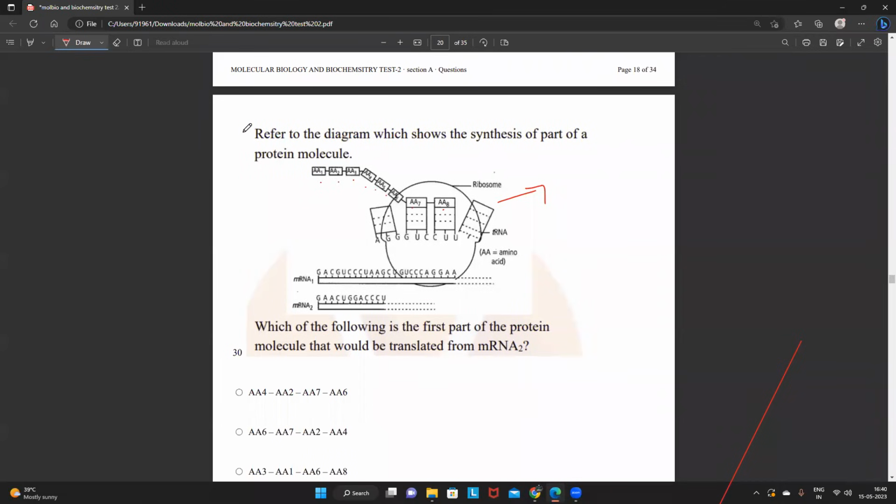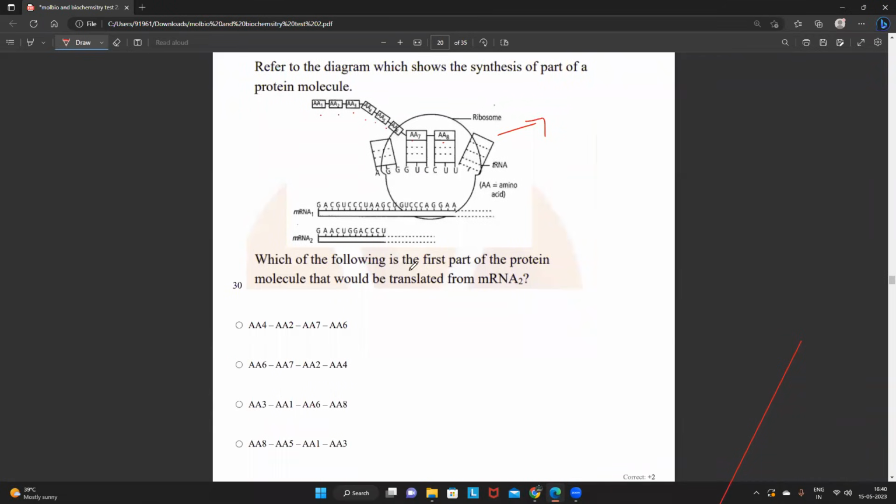But what is the question they asked? Which of the following is the first part of the protein molecule that would be translated from the mRNA? What everyone has done, this is not the way of thinking. You're all looking only at mRNA 2. Here in the diagram, you're all able to see 8 amino acids. But how many codons are there? 1, 2, 3, only 4 codons are there. You tell me, by using 4 codons, how are 8 amino acids involved?